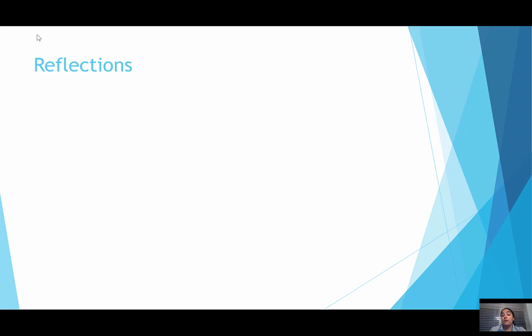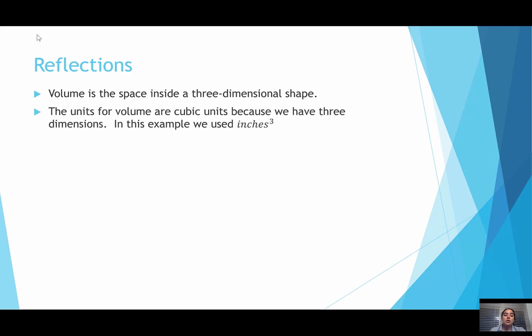All right, so now that we've tried to see what the volume of the boxes are that have my birthday presents in them, here are some reflections. Volume is the space inside a three-dimensional shape. The units for volume are cubic units because we have 3 dimensions. In this example, we used inches cubed.